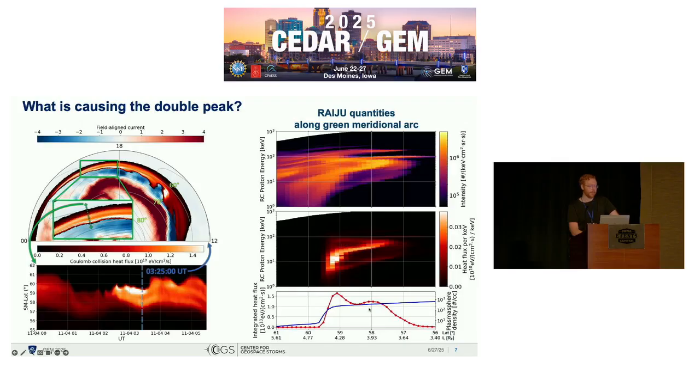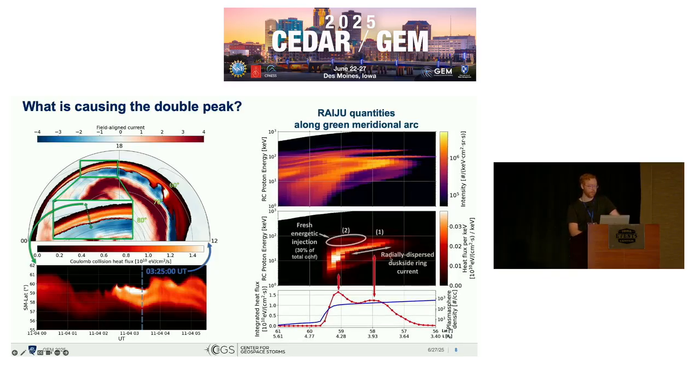But then on the bottom here, I have this value integrated in energy to give you that total heat flux, and coinciding with that, the plasmasphere density. So you can see how we're tucked into the plasmasphere itself. And to direct your eye to two main features here, there are two major contributions. One is this radially dispersed dusk side ring current, where you have this peak happening around 58 degrees latitude.